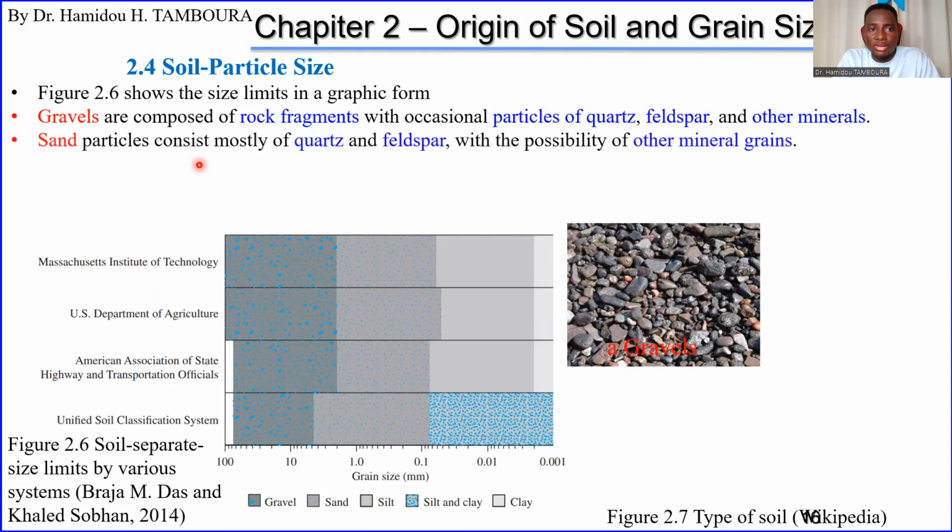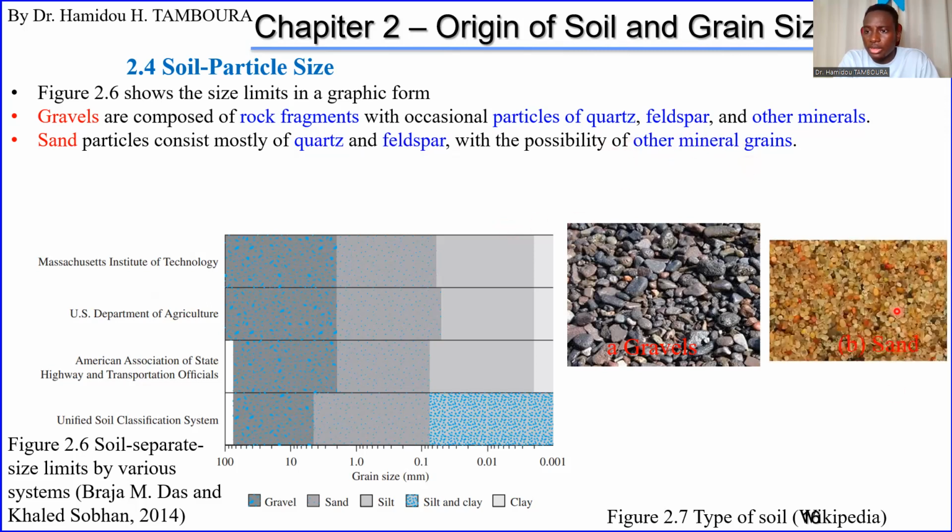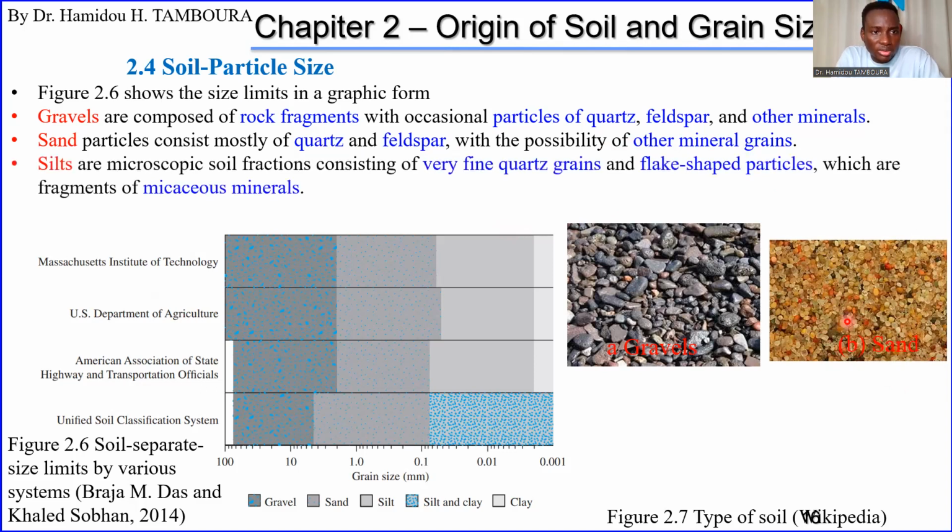Sand consists of particles mostly of quartz and feldspar, and we can find other mineral grains. Here is an example photo. This photo shows the sand. I think everyone knows it. Silt also is very small microscopic soil fragments. We can also find very fine quartz grains and flake-shaped particles.